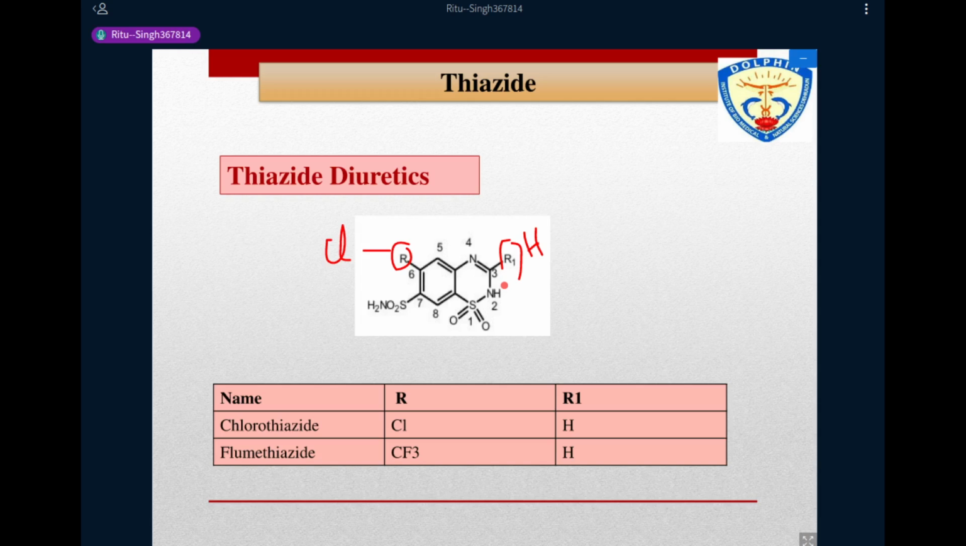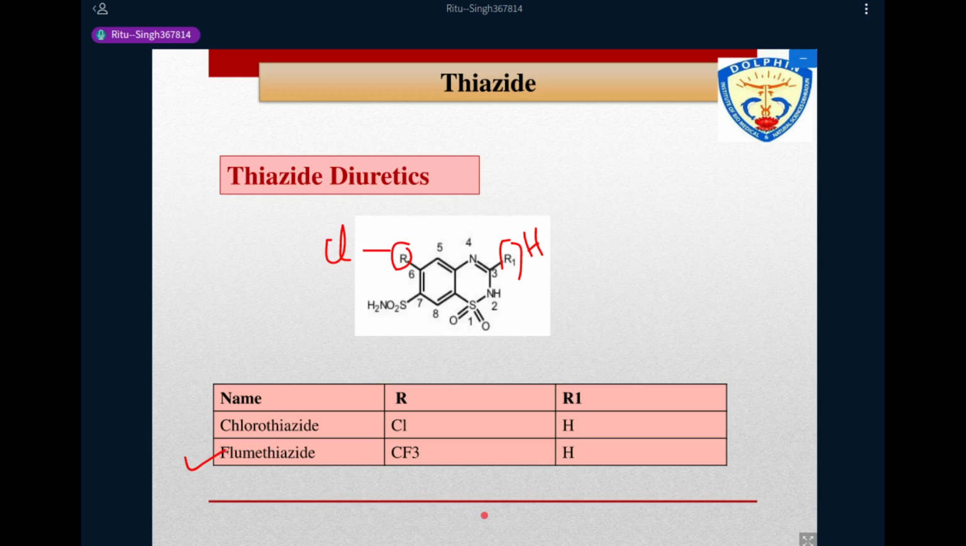It is clear to everyone. The second example of this category is flumethiazide. For flumethiazide, at the R position, at the 6th position, we can add a CF3 group, and at the 3rd position, we can add an H atom. So this is the structure of flumethiazide.